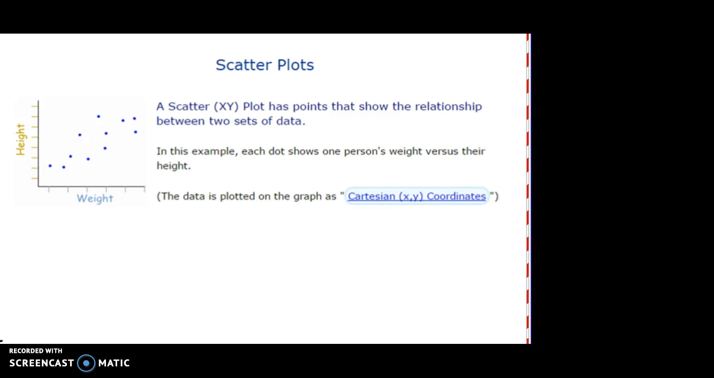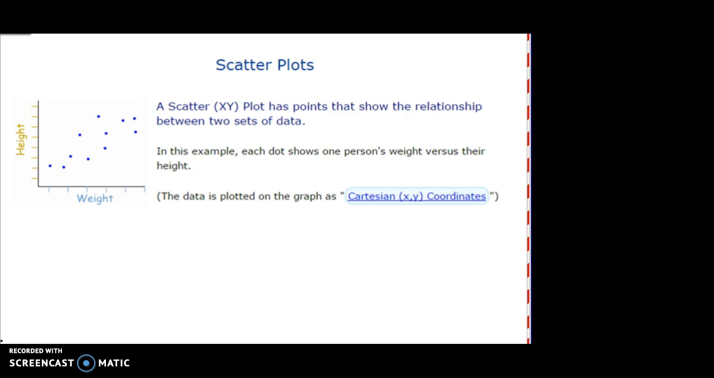Okay, we're looking at scatter plots today. A scatter plot has points that show the relationship between two sets of data. When we did height and arm span, that was our two sets of data. In this example on the left, each dot shows one person's weight versus their height, and it's plotted on an X and Y axis.